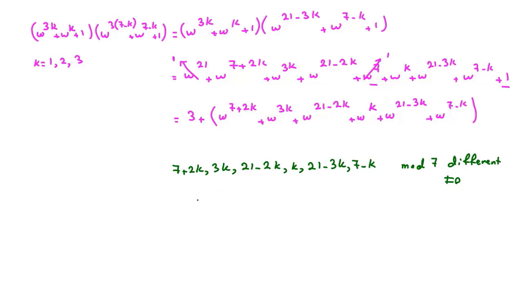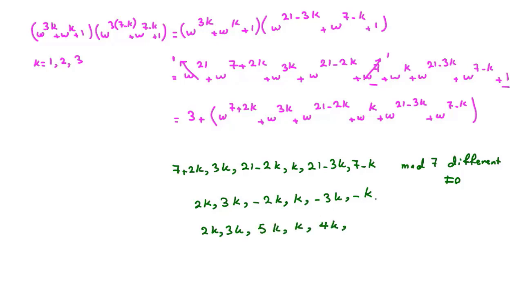So why mod 7 are they different? Let's consider mod 7. If 7 is 0, you can get rid of that. Minus 2k, k, 21 minus 3k will be negative 3k, 7 minus k is minus k. Because we can add 7k to the negative parts, it will be 2k, 3k, 7k minus 2k is 5k, k, 7k minus 3k is 4k, and 7k minus k is 6k. So it will be k, 2k, 3k, 4k, 5k, 6k.